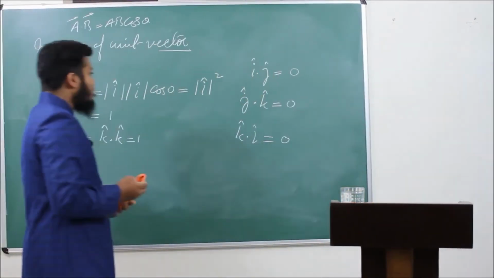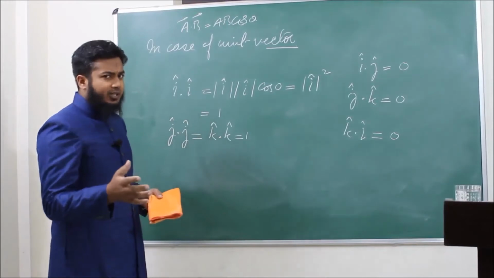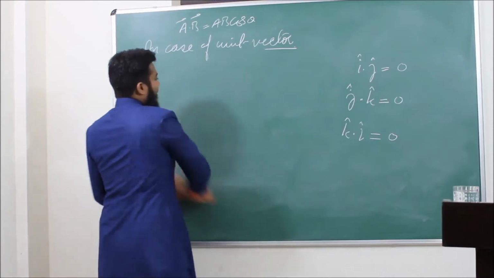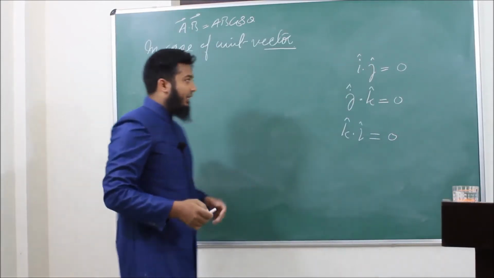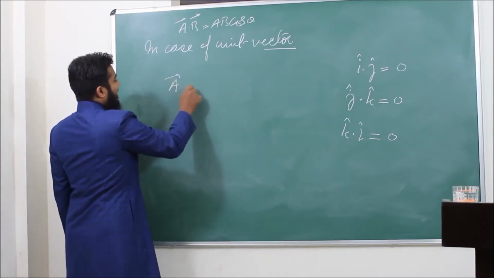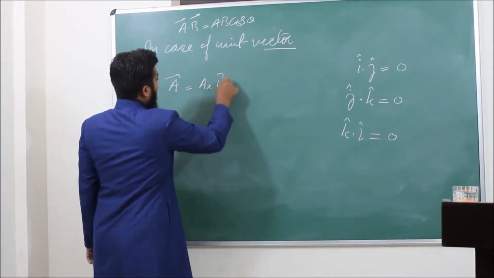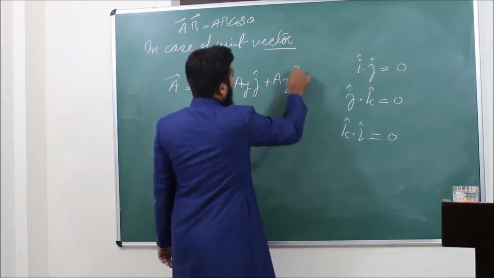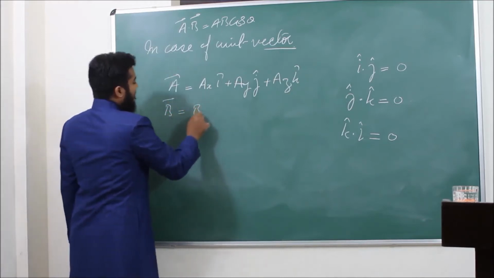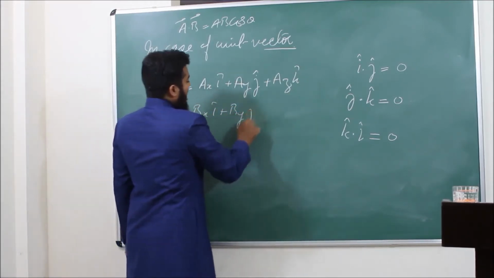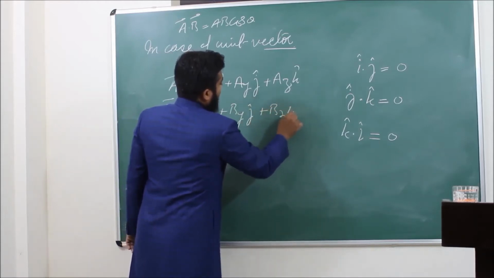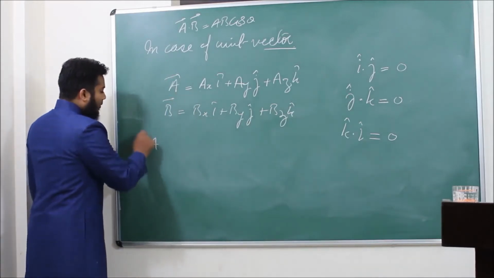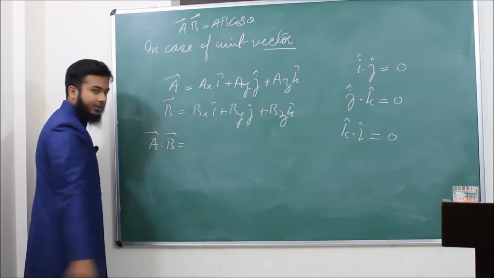Next, let's multiply 2 vectors in component form. If the vectors are given in component form, we have discussed that a vector can be written in its components. So what if vector A is equal to some ax I cap and ay j cap and az k cap, and another vector B, bx I cap and by j cap and bz k cap. We have discussed about these types of vectors in last lecture. So what will be A dot B?